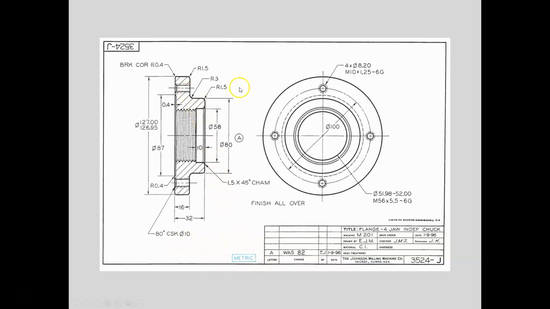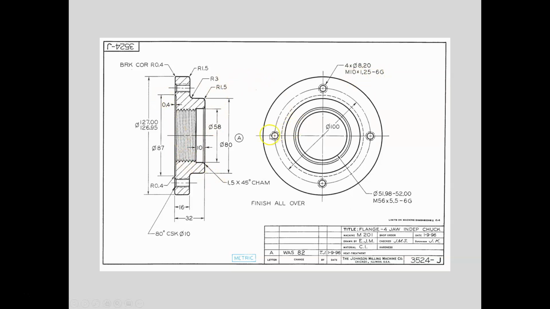It says metric. And we also see that there are 4 holes around the perimeter of the larger diameter, and these holes are also tapped. We can tell that with this dimension, right? So we have 4 holes with a diameter 8.2 millimeter hole, but then they're tapped. So this is the tap drill, and then they're tapped with a thread that would be an M10 by 1.25. So an M10 is a 10 millimeter diameter tap, 1.25 pitch, 1.25 millimeters between each thread, and 6G is the tolerance on that thread.